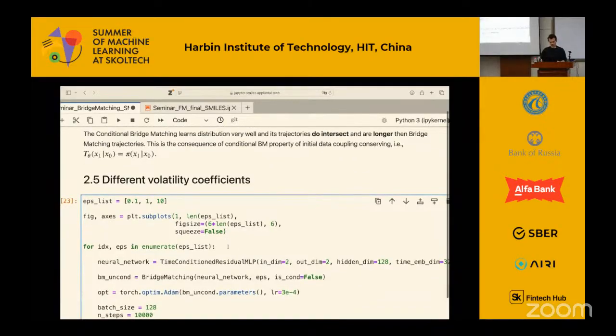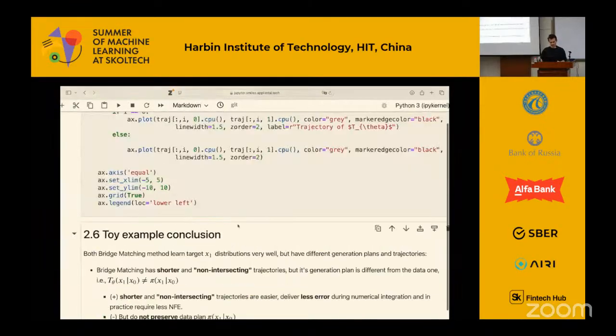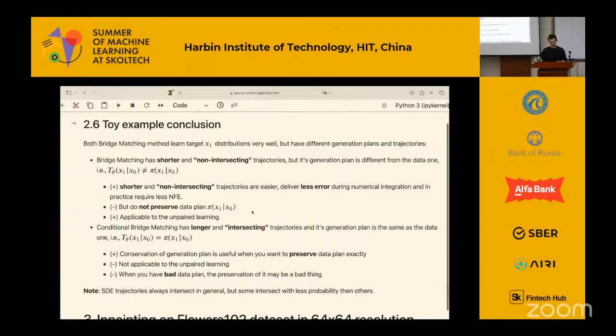Let's make a conclusion out of this experiment. Both bridge matching methods, both conditional and unconditional, do learn the final distribution pretty well. So they both learn the red distribution of two Gaussians. This is great. In that sense, they are pretty much the same.